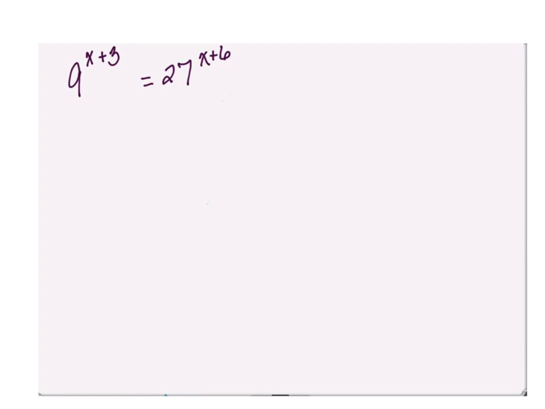So 9, we are going to write as 3 squared. And you definitely want to put that in parentheses. So that's 3 squared, and then that's raised to the x plus 3. Now, 27 is 3 to the third power, 3 times 3 times 3. And then 3 to the third power is being raised to x plus 6. Now, this is where students make their mistake. They make their mistake right here.